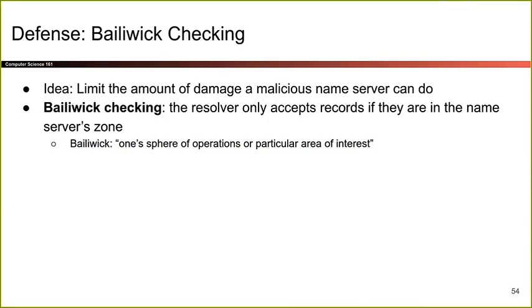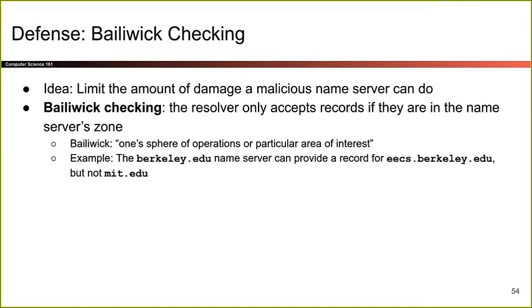So you can think of it as every resolver, every name server is only going to handle records that it is responsible for. It's not going to try and give you random other answers. For example, the berkeley.edu name server, it can provide a record for eeks.berkeley.edu. If that's malicious, there's not much we can do about it because if they were being legitimate, they still have to answer this query. So no matter what, we have to let them answer this because it's their job.